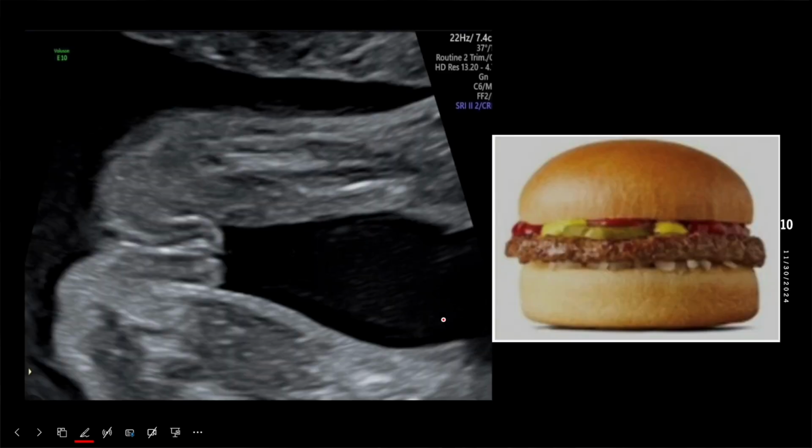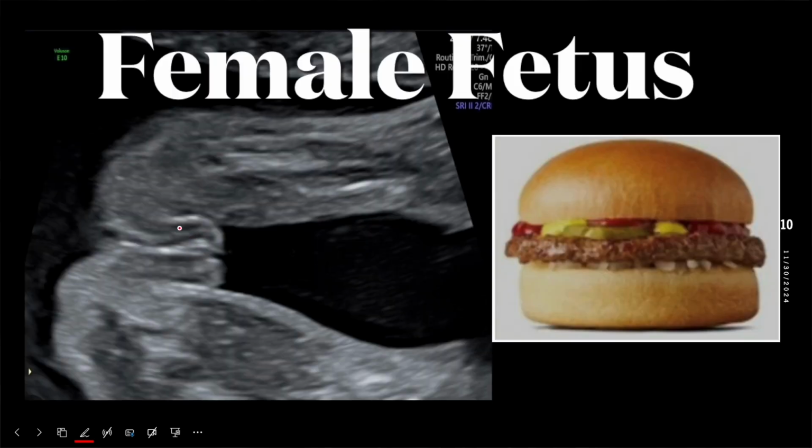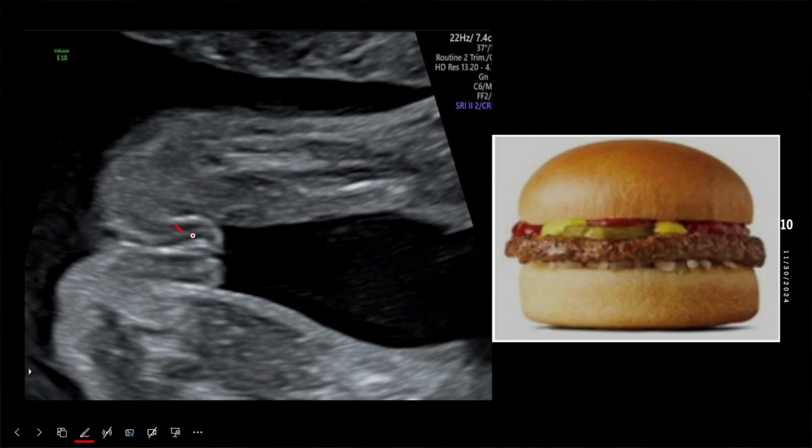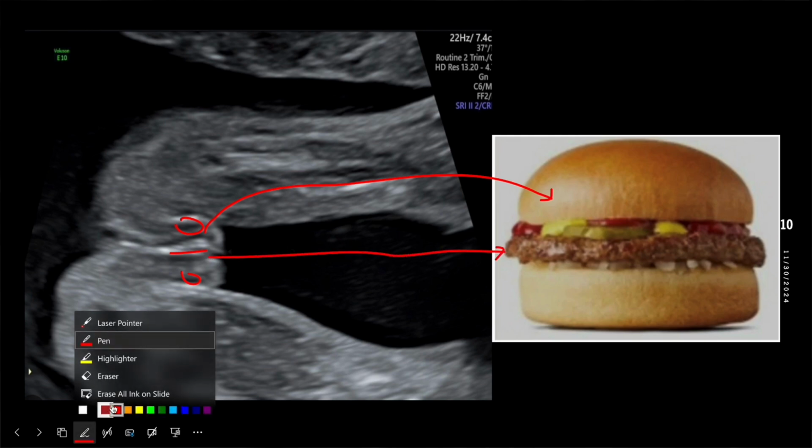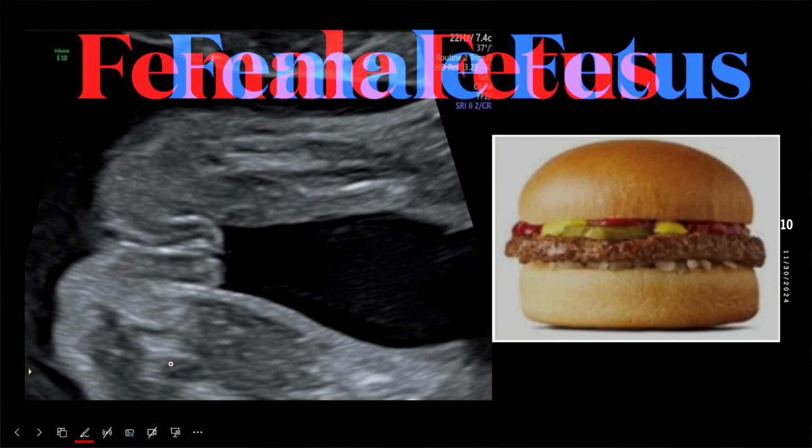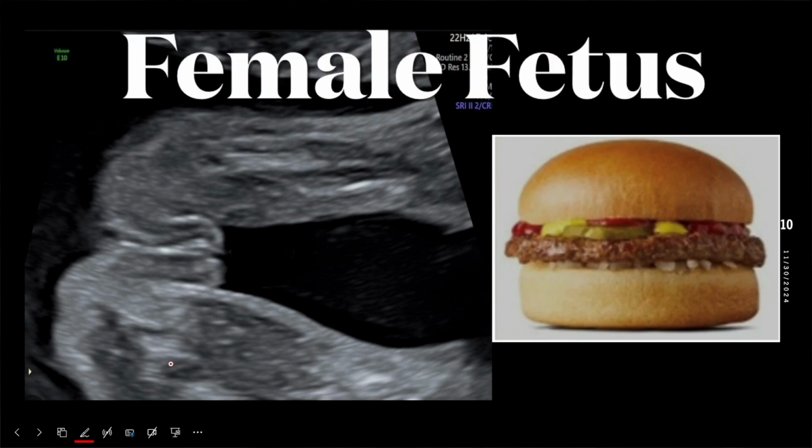Visualization of three-line sign or hamburger sign indicates female fetus. Three lines are formed by two labia and central clitoris. In hamburger sign, the bones of the hamburger represent the labia, while central meat of the hamburger represents the clitoris. Visualization of labia and clitoris confirms the female fetus.